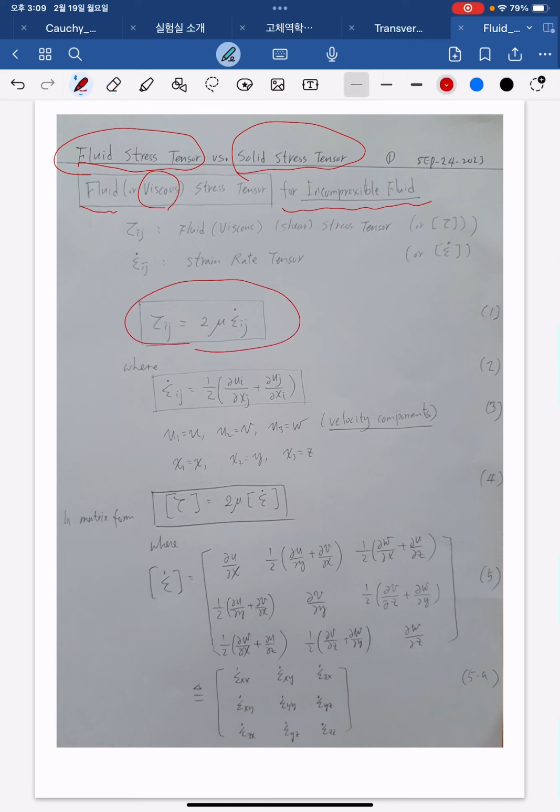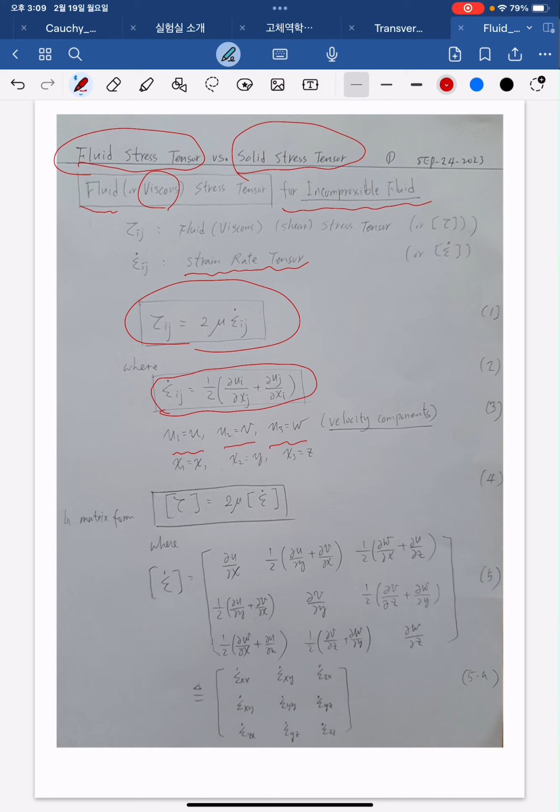Tau ij equals 2 mu E ij dot. E ij dot is the strain rate tensor. Here, the variable u means velocity components: u1 equals u, u2 equals v, u3 equals w. So the strain rate tensor is given like this.